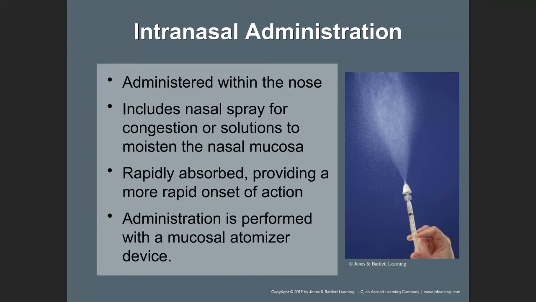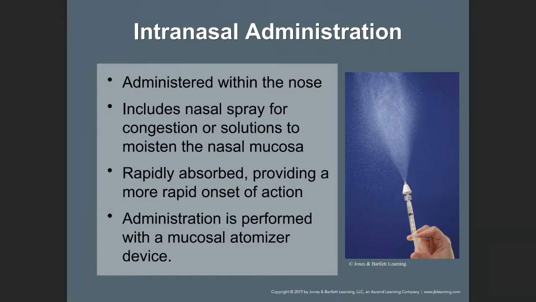Intranasal administration, which is becoming very popular. It's becoming a very popular route because a lot of medications can be given that way. Naloxone, midazolam, glucagon, a lot of fentanyl, a lot of medications can be given that route.